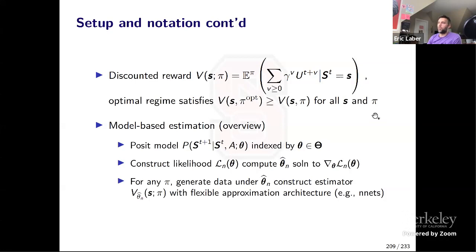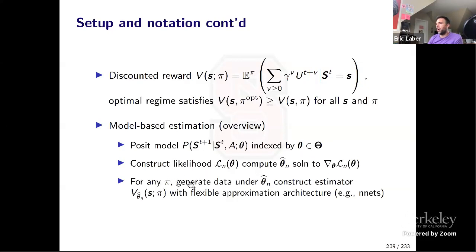And then just a quick review of model-based estimation. Well, we posit some kind of model for the transition dynamics. I'll assume that the initial state distribution is known, let's say, and it's indexed by some parameter theta, which lives in some parameter space capital Theta. You construct a likelihood, there are other methods, of course, but suppose you construct a likelihood L_n(theta), and compute theta hat, which is a root of the gradient of the log likelihood set equal to 0.